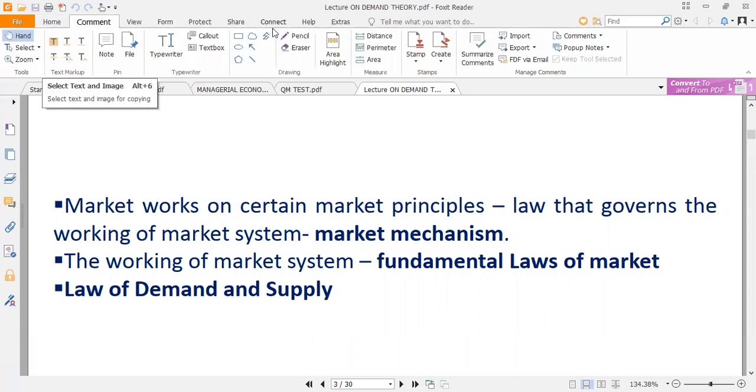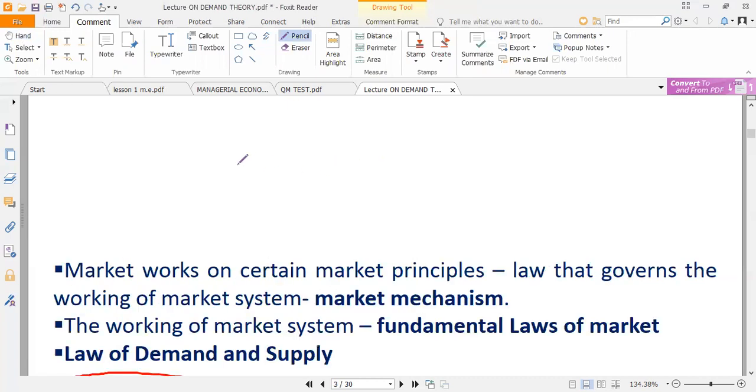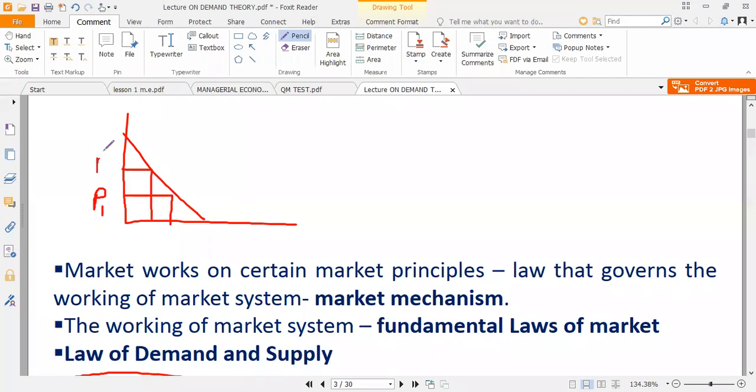Now, what is demand? The law of demand states that for a normal good, when the price goes up, the quantity demanded will go down. So for any normal good, when the price increases from P1 to P2, the quantity will decline from Q1 to Q2.